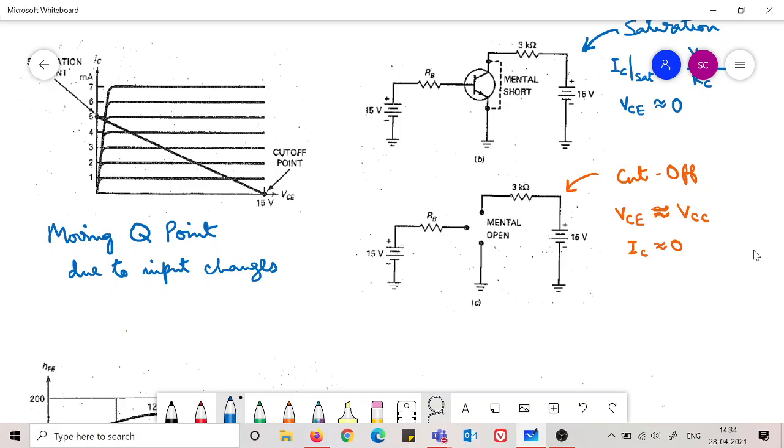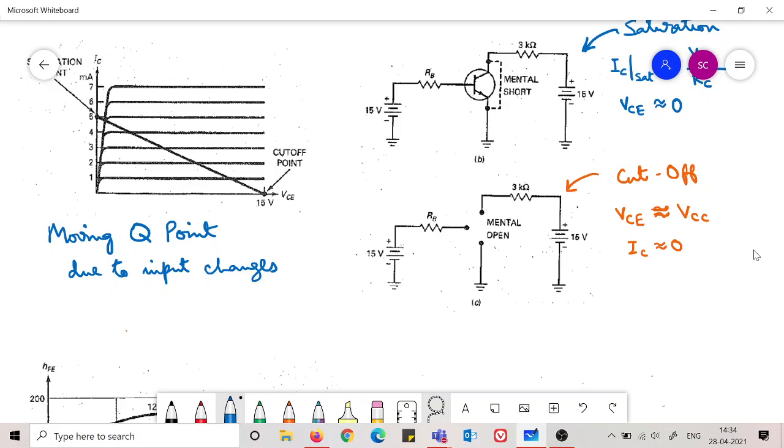So if by any way we are able to set up the biasing, suppose we have a handle on this bias voltage, we can have it either very high or very low, and in these two situations we have the transistor in the saturation region or in the cutoff region.